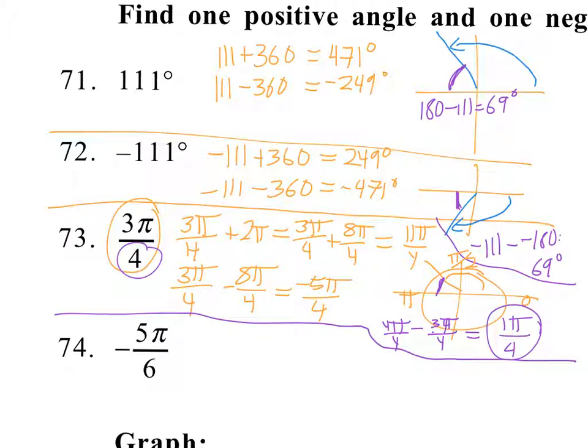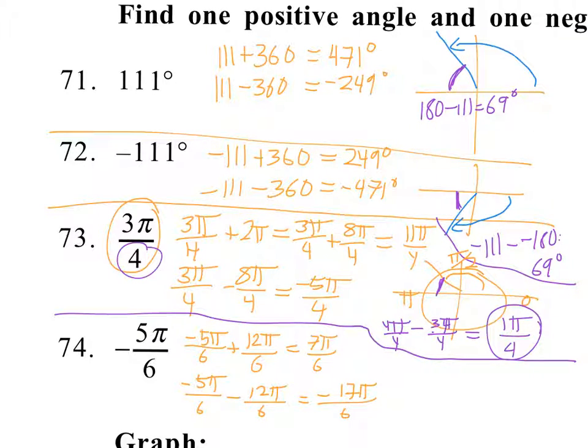For number 74, negative 5 pi over 6, I've got to add 2 pi to this, and in terms of 6, that would be 12 pi over 6, which gives me 7 pi over 6 as a coterminal angle. Similarly, negative 5 pi over 6 minus 12 pi over 6 would be negative 17 pi over 6 as my negative coterminal angle.